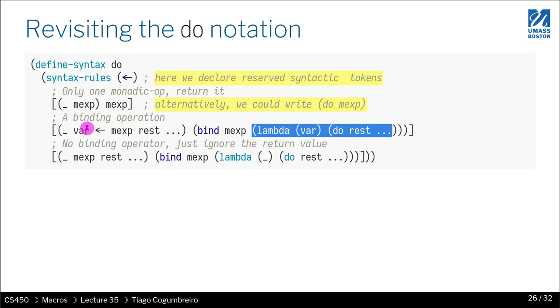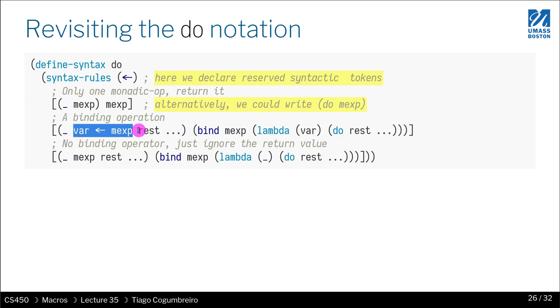So here we're doing a let, right? That's what the bind is. So we're assigning it to this variable, and this is how we do the pattern matching. And then the rest of the code, what do we do with it? Well, the continuation is going to be the body, right? So we need to recursively parse the rest inside another do because it is monadic. So that's why it's doing that.